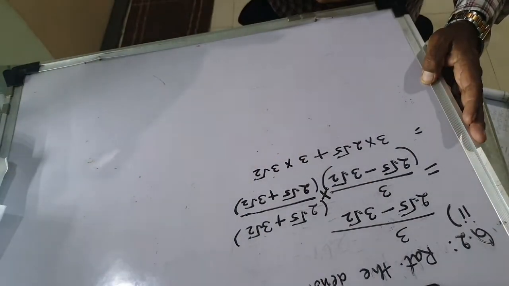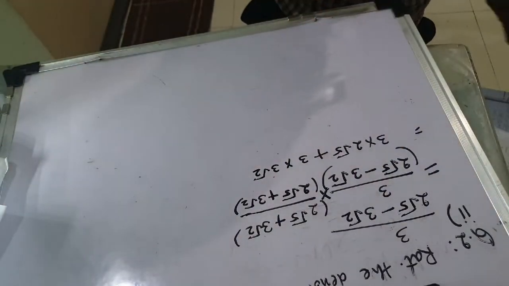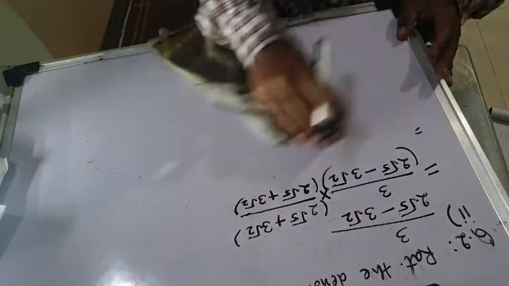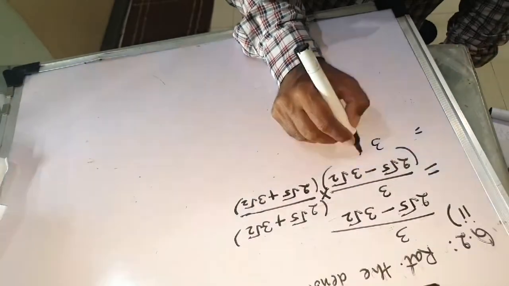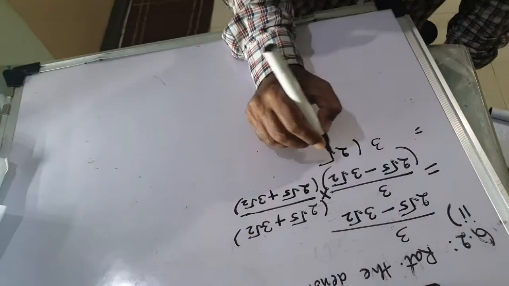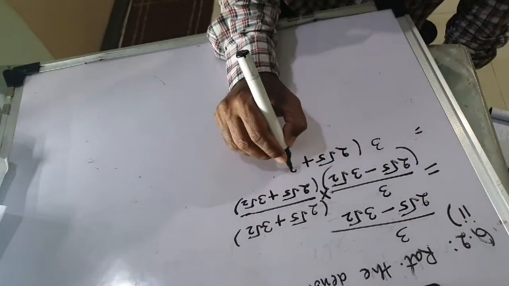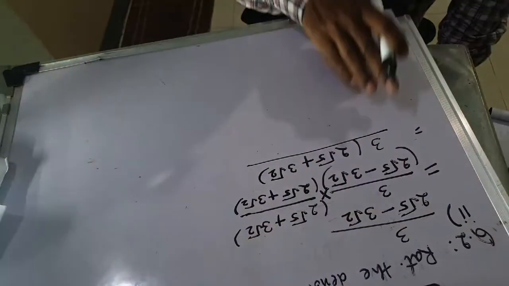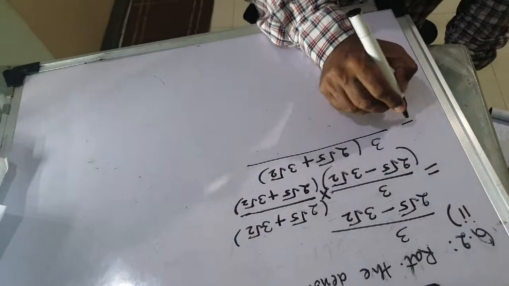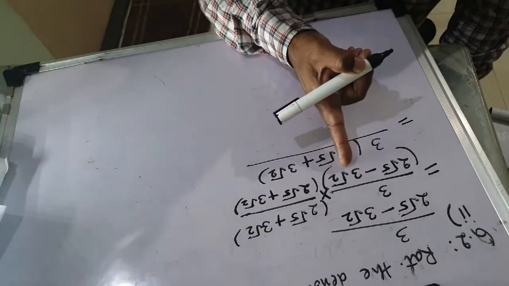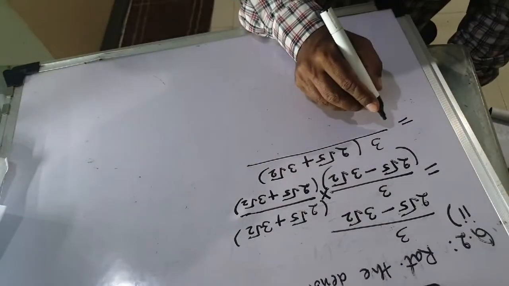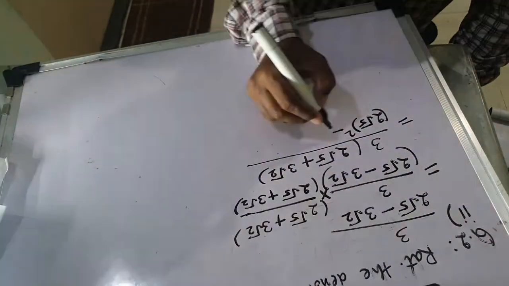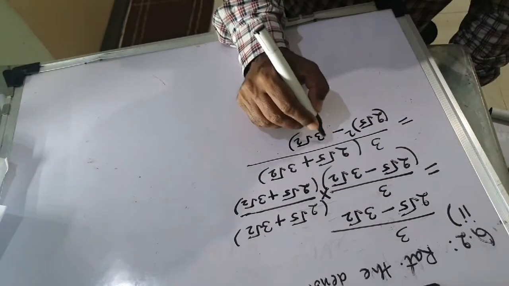Hope that you have understood. Or if you don't want to multiply, then how will you write? Just the same way you will write, whatever it is: 3 into 2 root 5 plus 3 root 2. Afterwards, if needed, we can multiply or we can keep it as it is. Now this is a minus b and this is a plus b, means a square minus b square, means 2 root 5 bracket square minus 3 root 2 bracket square.